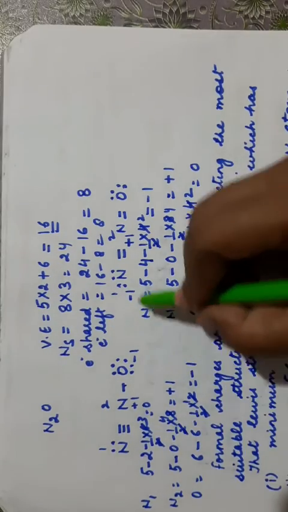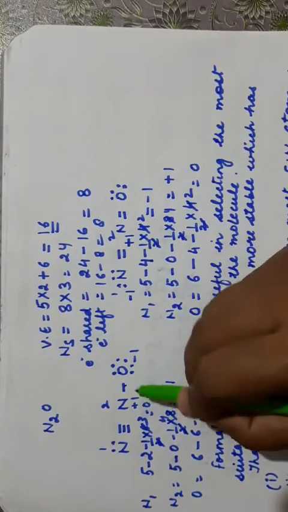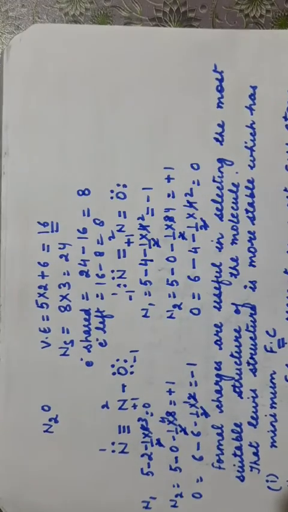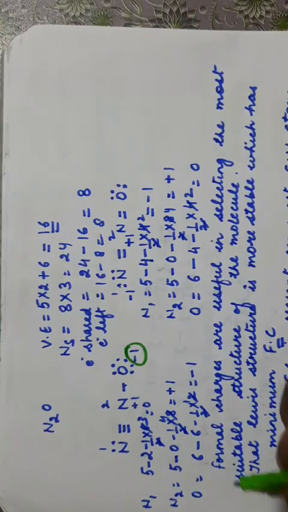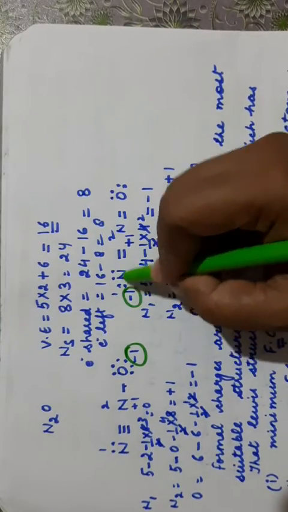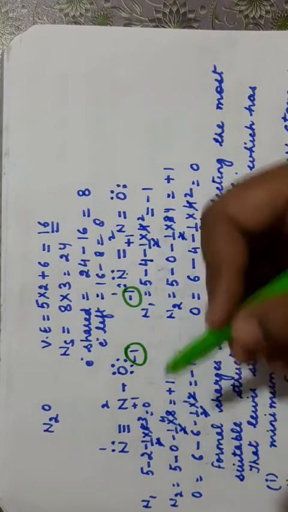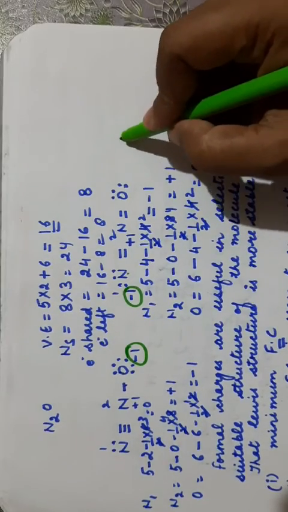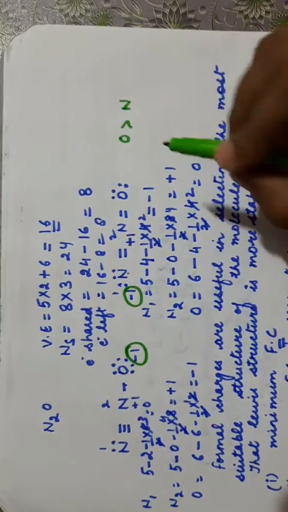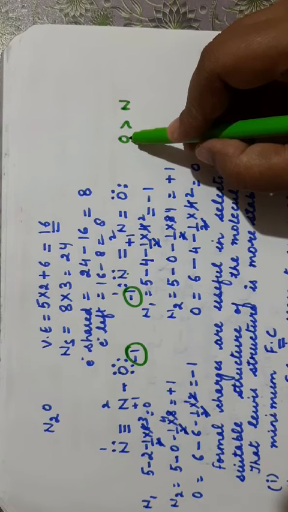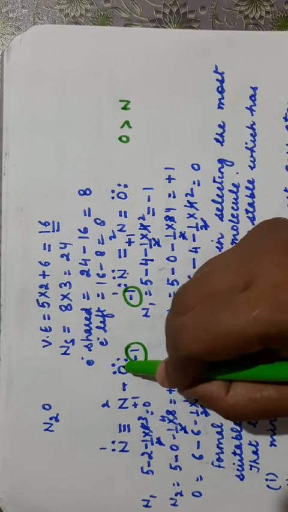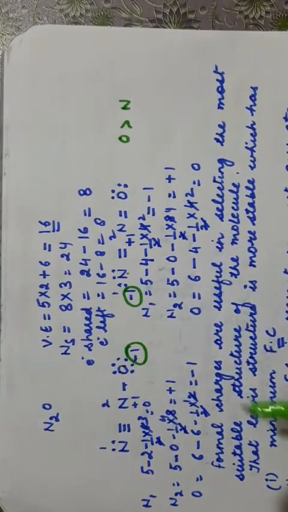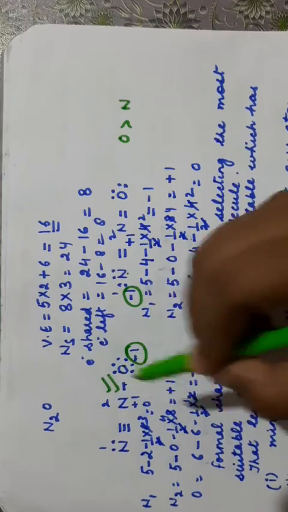Now see here, there is a plus 1 and minus 1 charge in each of these. Formal charge is the same in both. Now here the minus charge is present on the oxygen atom. Here the minus 1 charge is present on nitrogen. So which is the more electronegative atom? Oxygen is more electronegative than nitrogen. So the negative charge must be present on oxygen for stability of the molecule. In this molecule, the negative charge is present on the more electronegative atom. So this is the correct structure of N2O.